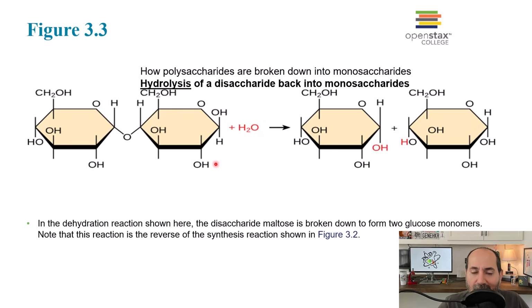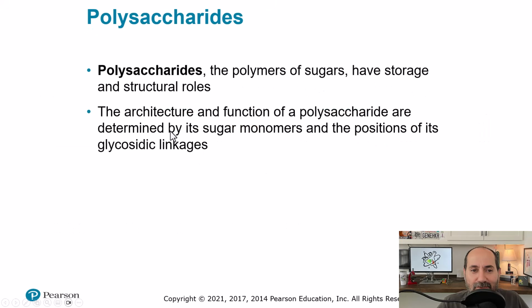And do you remember what this process is called? It's called hydrolysis. And that makes sense, right? Because you're using water to break the bond. In this case, you're using water to break the glycosidic bond. Does that make sense? So let's move on to polysaccharides. Polysaccharides are polymers of sugars. You create polysaccharides both to store energy as well as for structural roles. Those are the two main reasons polysaccharides are formed.